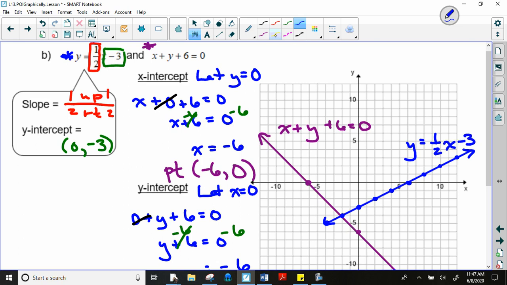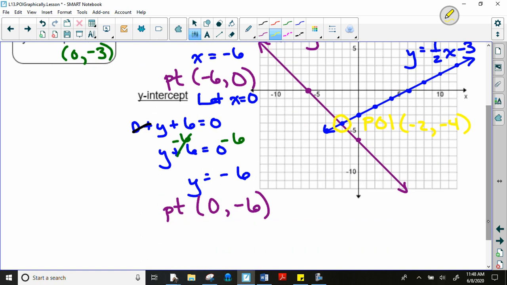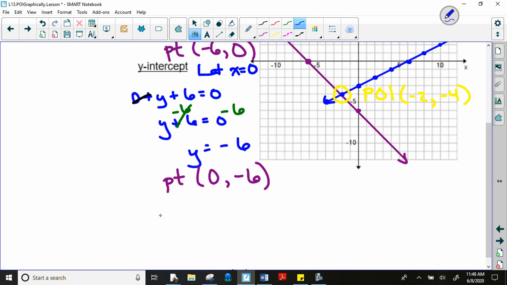Okay, all of my stuff looks good, and now I'm actually able to answer the question, and I'm going to show that the point of intersection happens right there. POI. So what value is that? We have to go x first, -1, -2, and then we have to count down our y value, -1, -2, -3, -4. So at -2, -4, that's where these two lines meet. Therefore, POI is -2, -4.